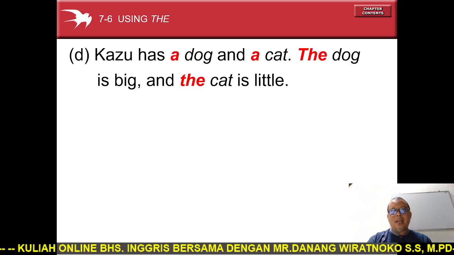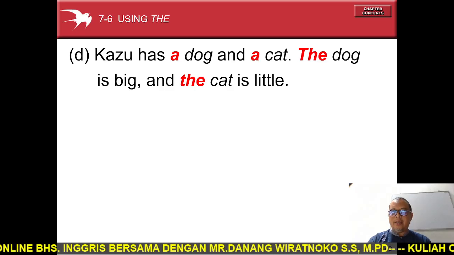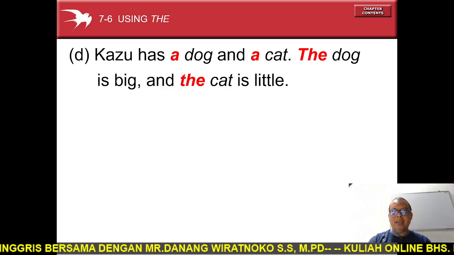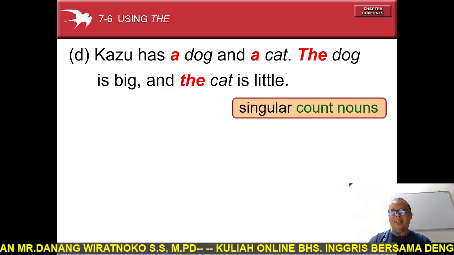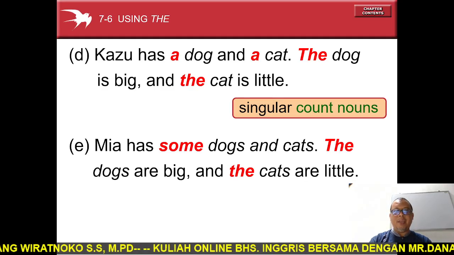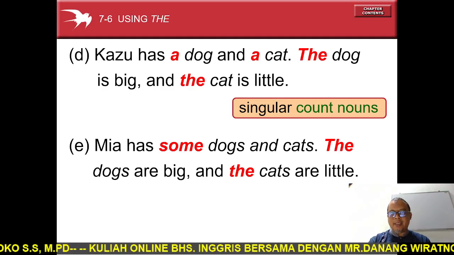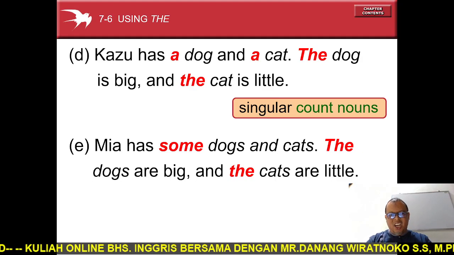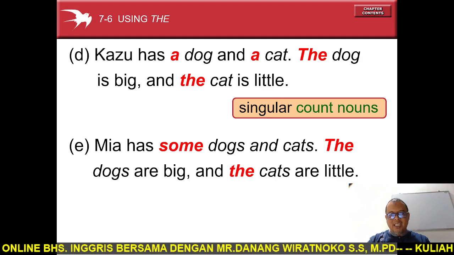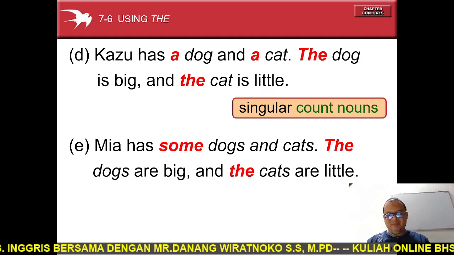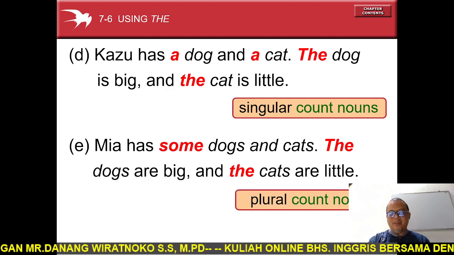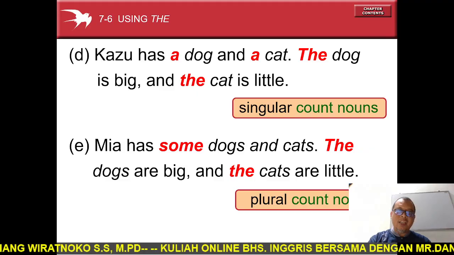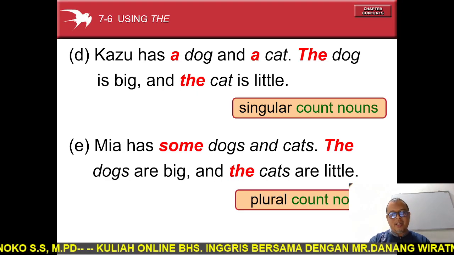Okay, next one. Kazu has a dog and a cat. The dog is big and the cat is little. Okay, singular countable nouns. And Mia has some dogs and cats. The dogs are big and the cats are little. Plural countable noun. Okay, let's have a look at these two sentences, okay, and statement.